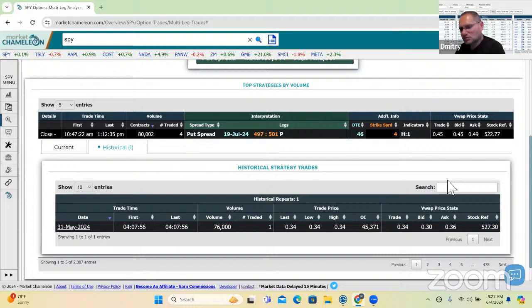What did the put spread do? The put spread gained, what's that, 11 cents in value based on the trade prices. It went from 34 cents to 45 cents. And if those two are related, we could go look at the open interest a little bit closer. That looks just like a flip of a put spread where the market declined between May 31st and June 4th, and this put spread gained 11 cents.